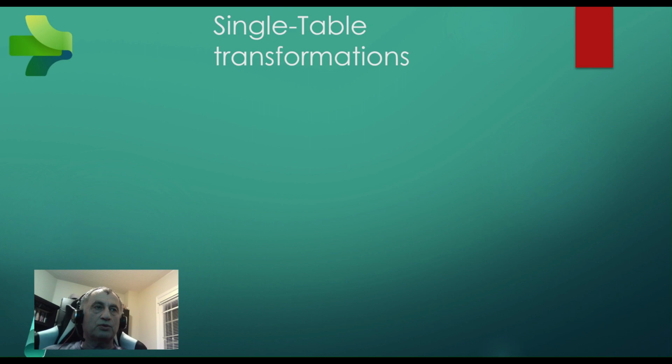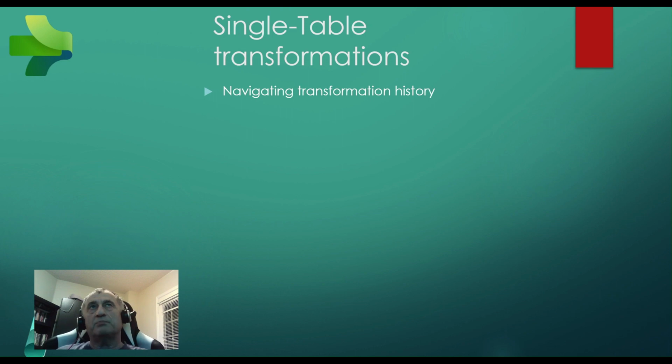Here are the topics that we're going to cover in today's episode. I'll start by explaining how to navigate transformation history, how to revert certain transformations and take a look at the previous shape of the data. This is good when you are exploring transformations and you want to experiment and see a before and after picture of your transformations. Then we'll take a close look at select columns transformations, which allow you to select or exclude certain columns from your table.